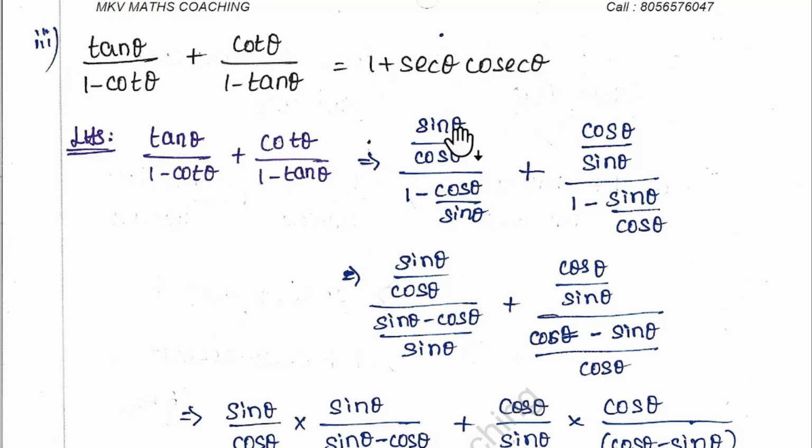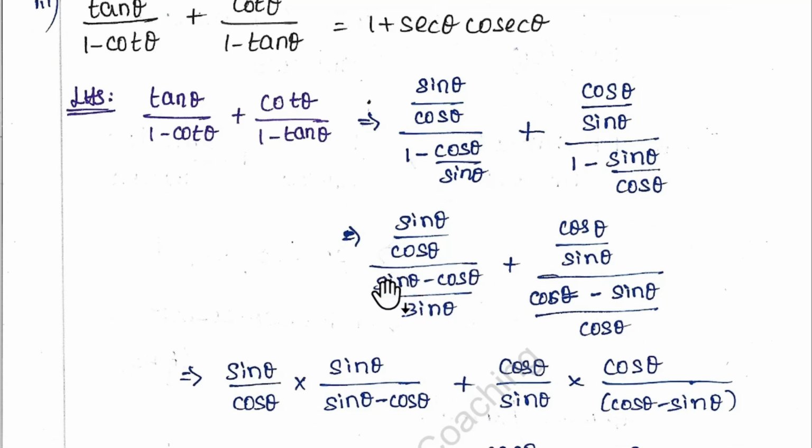Tan theta can be written as sine by cos. Cot theta can be written as cos by sine. And here also cot is cos by sine, tan is sine by cos. So next step is to, in the denominator, take an LCM, like cross multiply it. Sine minus cos by sine, cos minus sine by cos, right?